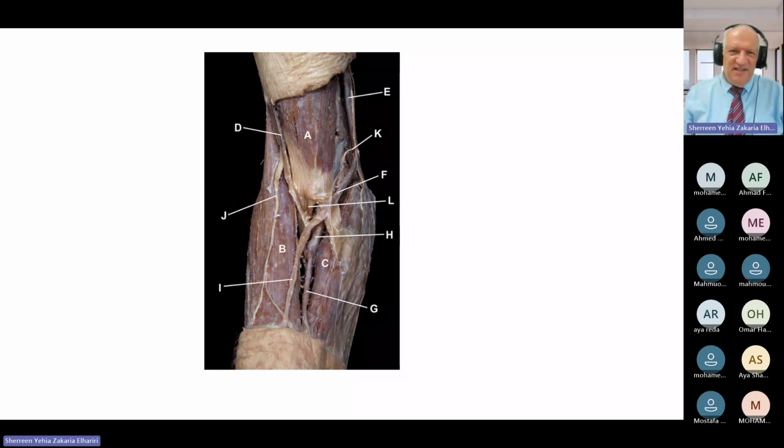Okay, after that, A, B, C, D, E, F is an important vein, usually common. It is the median cubital vein. So A, B, C, D, E, F, G, what is this? A tiny nerve. J, lateral cutaneous. Okay, all right.